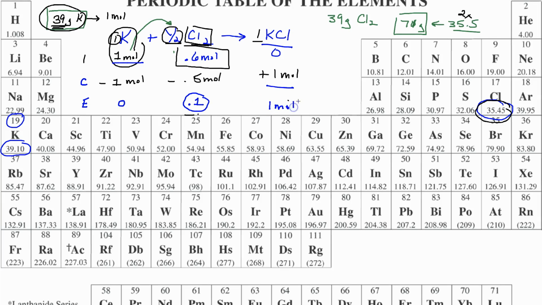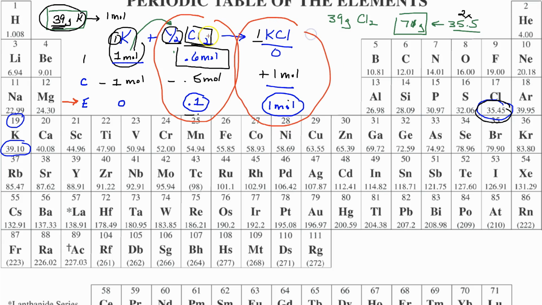So if you think about it, what's going to remain in this completion reaction? The things that are going to remain are the chlorine gas. We're going to have some at the end, and we're going to have some of the product. So it's going to be KCl, the product, and the chlorine, the excess chemical that we determined, because K was the limiting reagent.